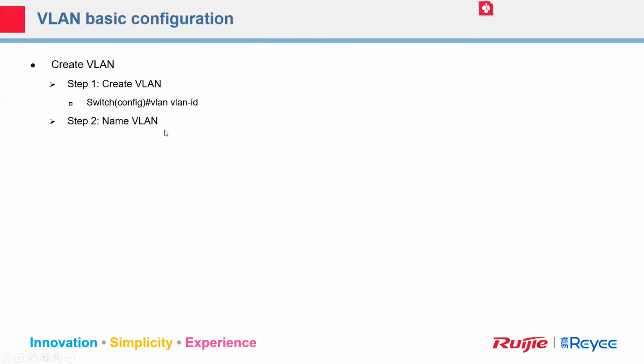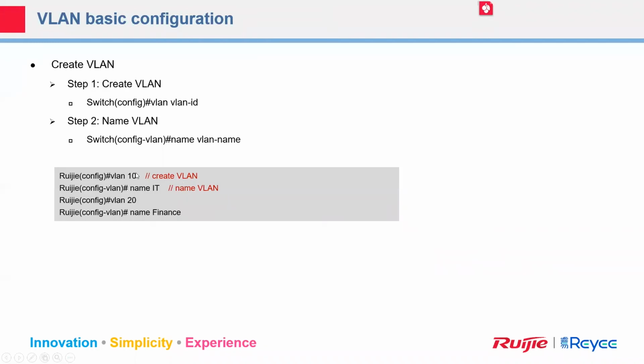Let's see how to give the configuration of creating a VLAN. The first one, create VLAN. The command is here: vlan, and then the VLAN ID. And you can give a name to the VLAN. Of course, this is an optional configuration. If you don't add this command, the VLAN also can work. And here is an example. VLAN 10, and the name is IT. VLAN 20, the name is finance.